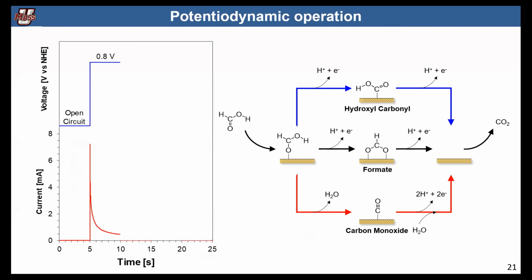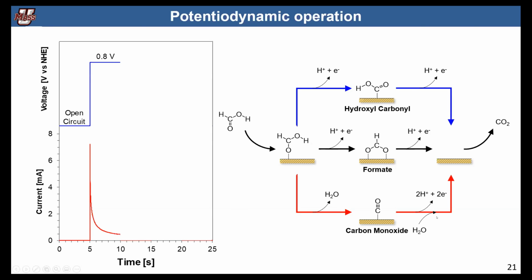And then we can start out by using a square wave to oscillate our potentials, where we instantaneously jump up to 0.8 volts, which was on the other side of the volcano curve, so the right-hand side of the volcano curve. And what we'll see is this sharp increase in the current, which is again indicative of rate. But that sharp spike is very short-lived.